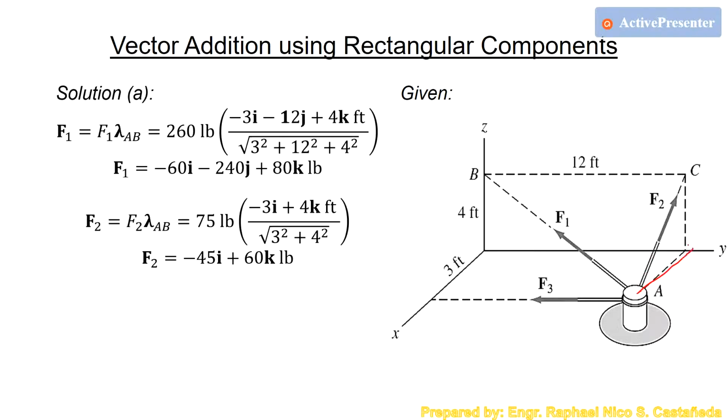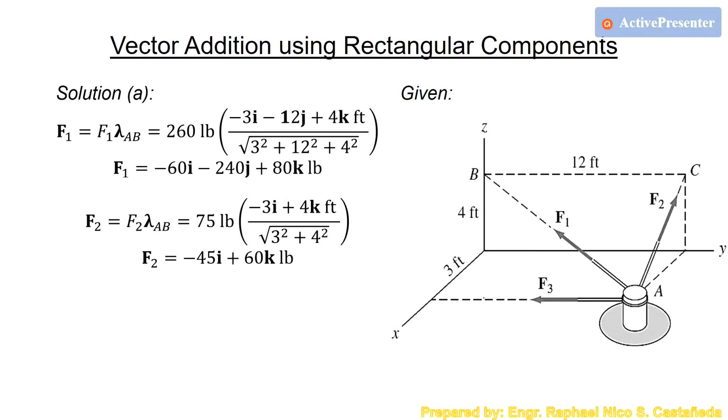Next, for F2, we have only 2 components, the X and Z components. So this is negative 3i and positive 4k. The same principle applies again and again. Practice this so that you will remember it. Then divide by the magnitude, which is obviously 5, because this is a 3, 4, 5 triangle. Multiplying by the magnitude 75 pounds of F2 given in the problem, you'll get negative 45i plus 60k.